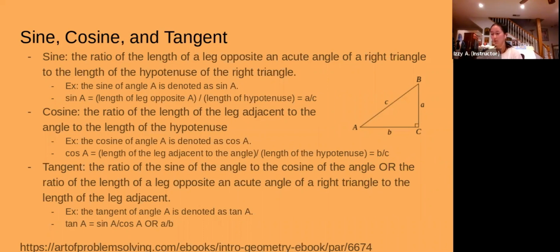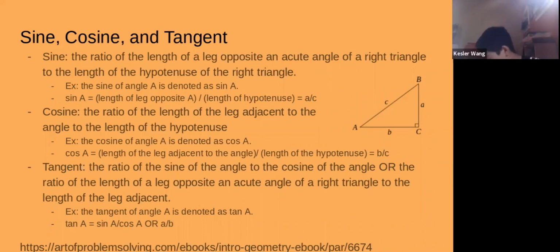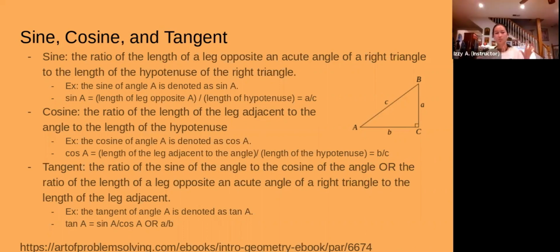But if you want to be a little more specific, it studies the ratios between the side lengths and the angles. And as you can see, we just dealt with side length ratios with sine and cosine and tangent. So if you see the word trigonometry, just think, okay, this is going to be about triangles and the relationships between different side lengths and angles.